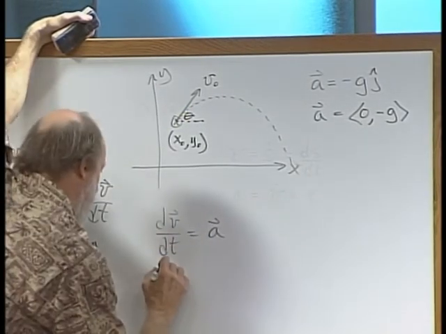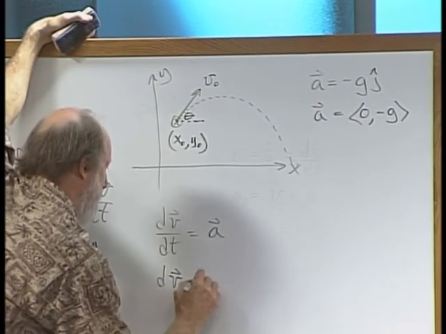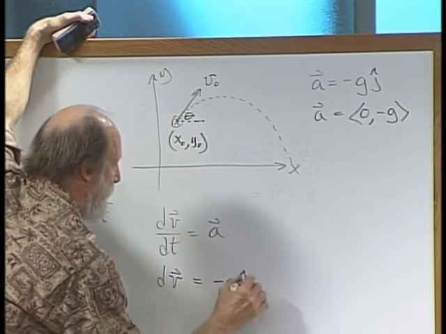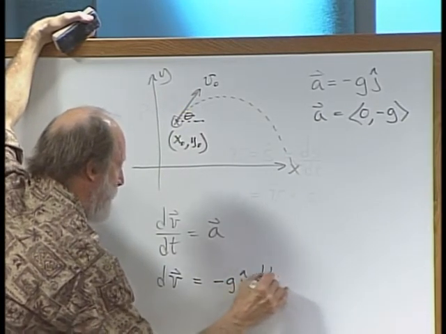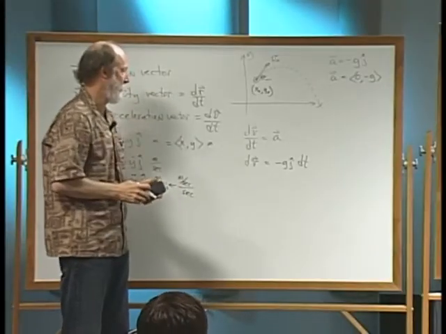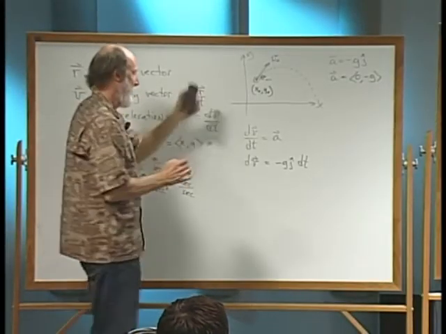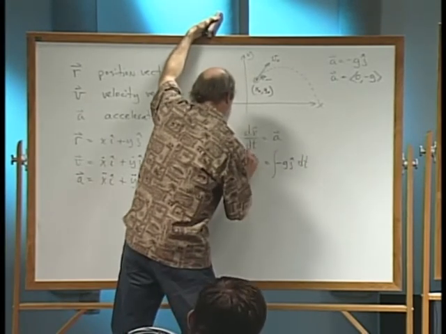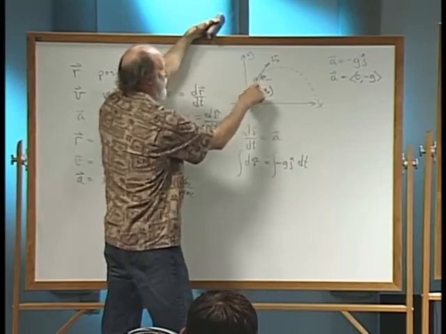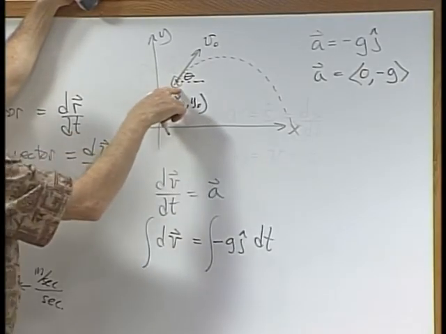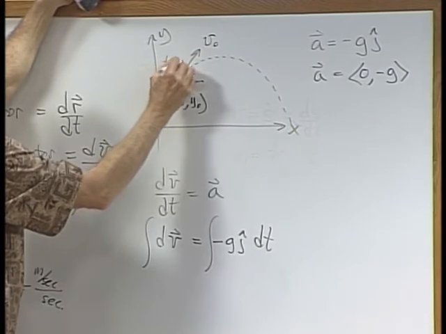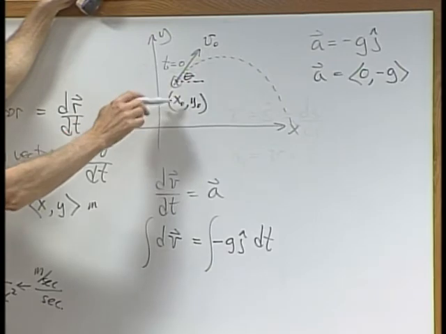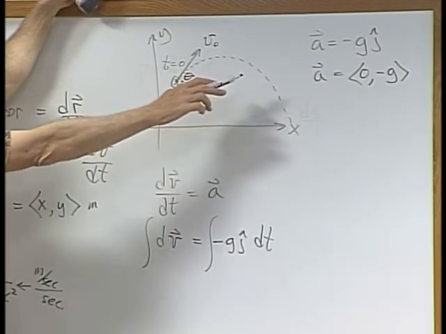We now will write this as dv is equal to minus g j hat dt through that substitution. And we're now going to integrate over time. Let's assume that time is 0 here, just to make the math simplest. So we'll say t equals 0. Notice how this little sketch has all the given initial conditions on it as well as the prescribed acceleration field.